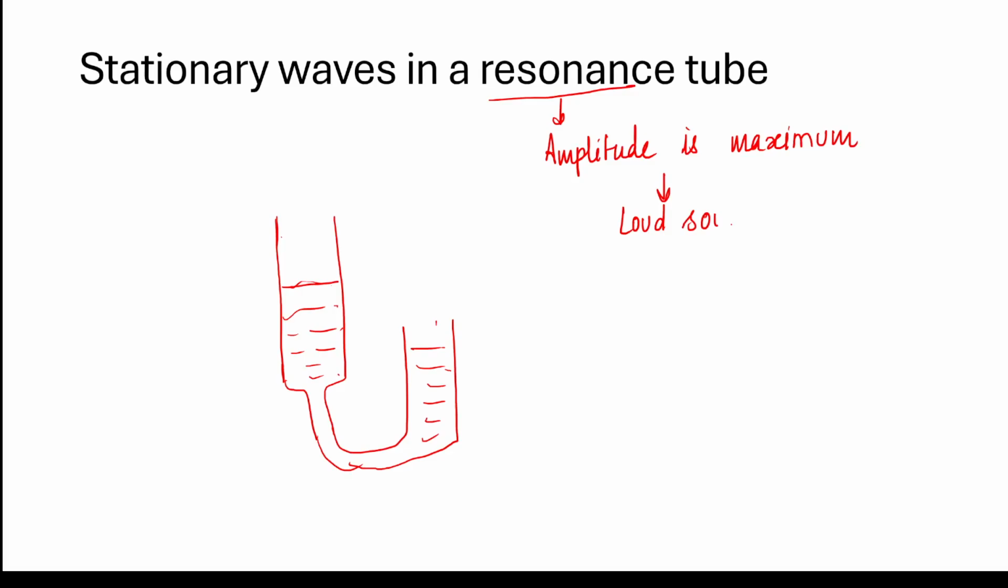Now, a tuning fork is a piece of metal with a U shape and a stand. It looks exactly like this. You bang it on a rubber padding and it produces a sound wave, and then you bring this near the mouth of this resonance tube and you change the level of this water.